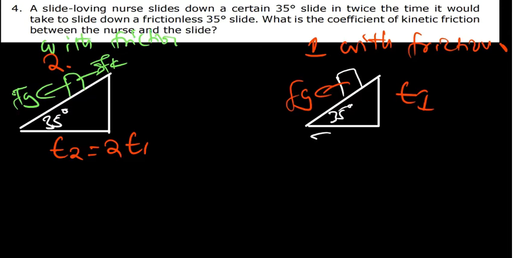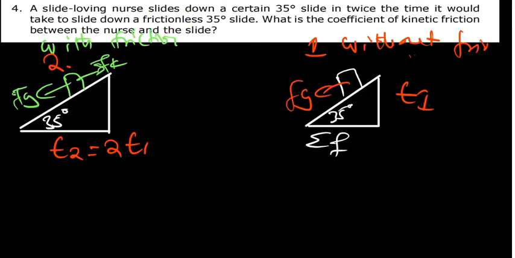So we're going to say the summation of the forces with friction. Okay, this one is supposed to be without friction. So here we don't have friction. It's supposed to be without friction.